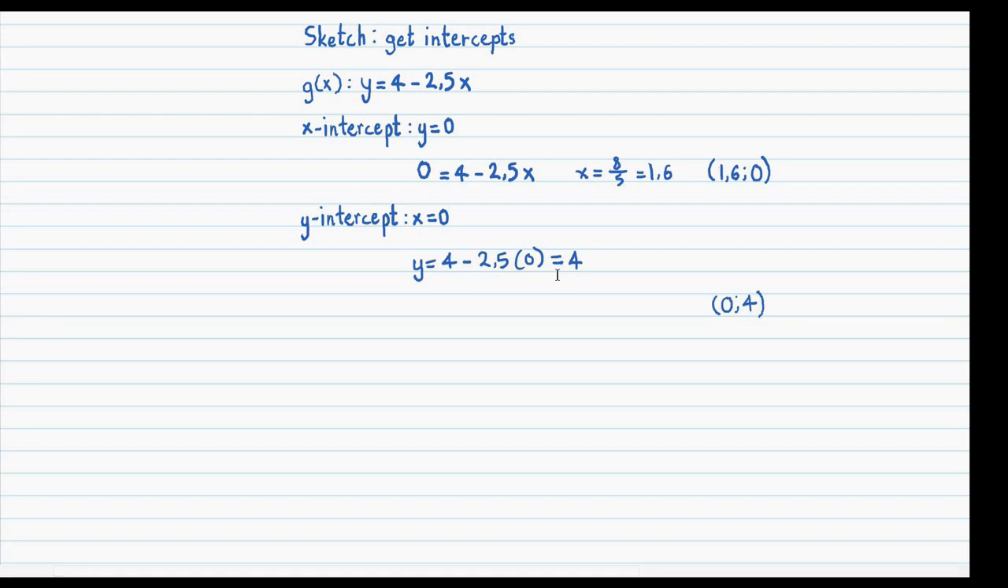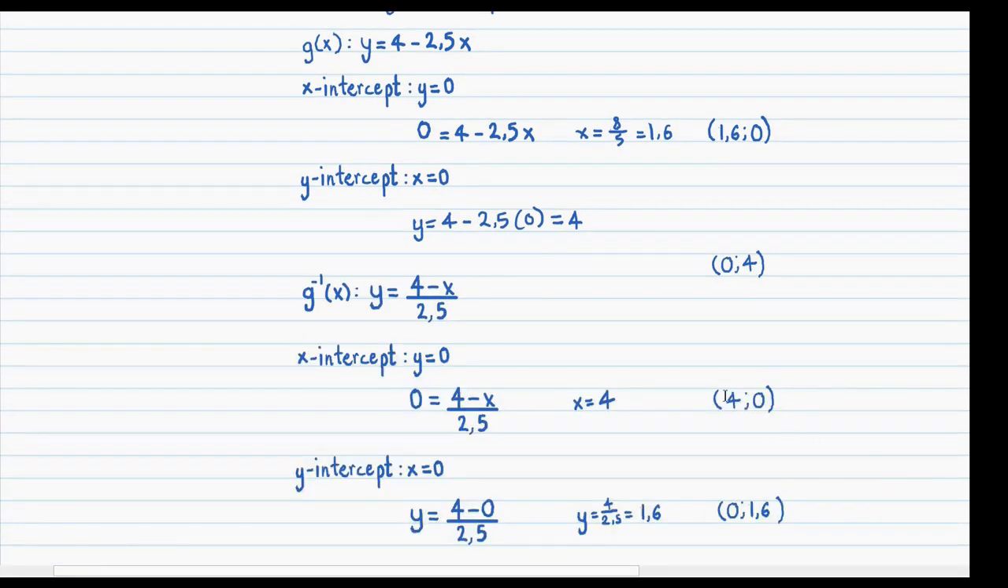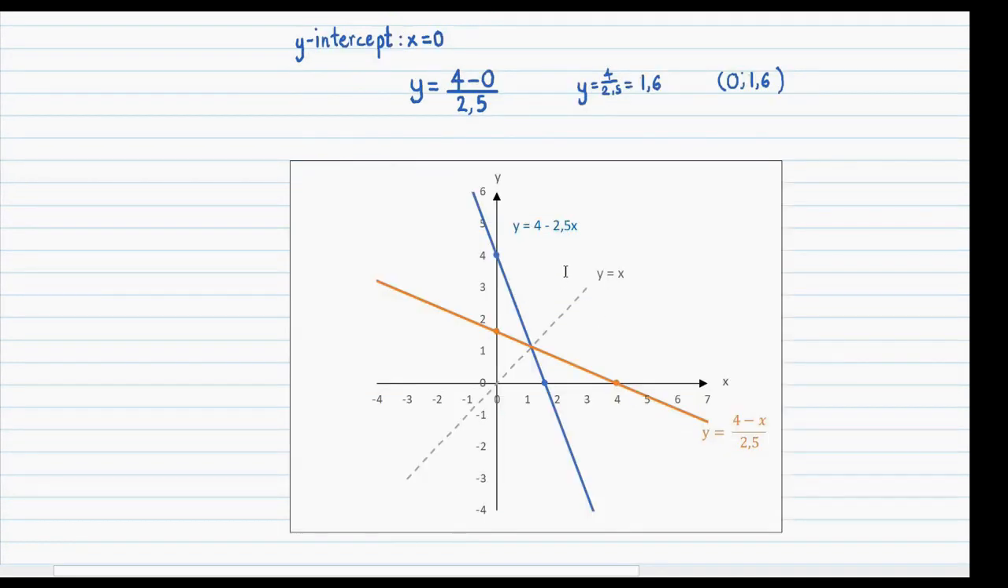We just need to repeat the process for g inverse of x. When we do that, we get the x-intercept as (4, 0) and the y-intercept as (0, 1.6). You can now sketch both graphs, which will look something like this, with g of x in blue and g inverse in orange.